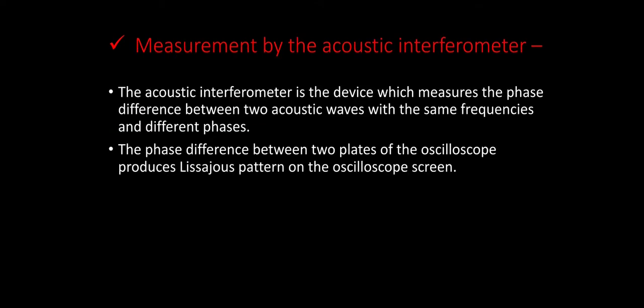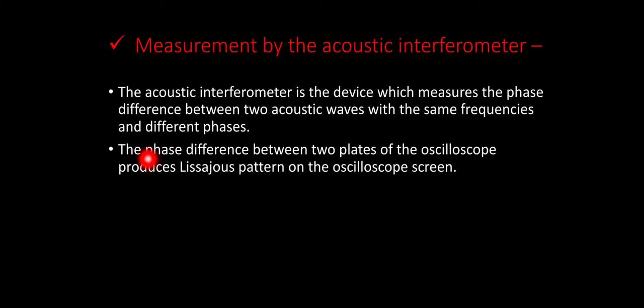So, what is an acoustic interferometer? An acoustic interferometer is a device which measures the phase difference between two acoustic waves with the same frequency and different phases. By knowing the phase difference, we can know the path difference, and by knowing the path difference, we can know the wavelength. Since we know the frequency of the wave, and in this experiment we can know the wavelength, by multiplying these two we get the velocity.